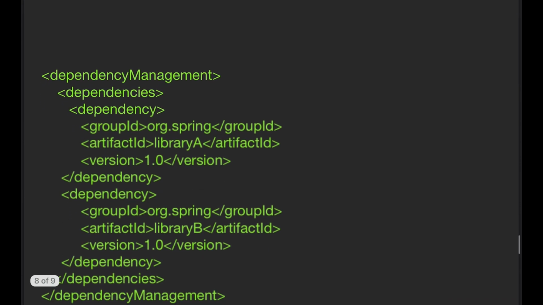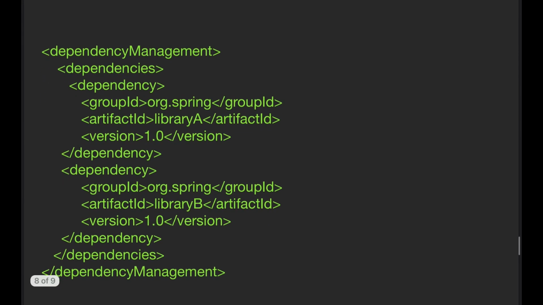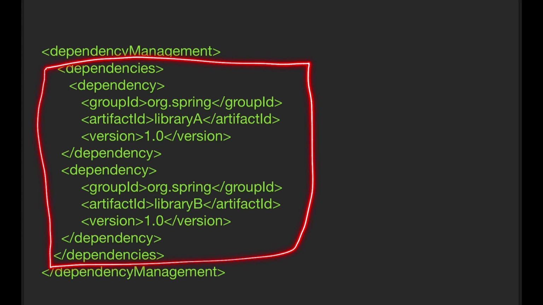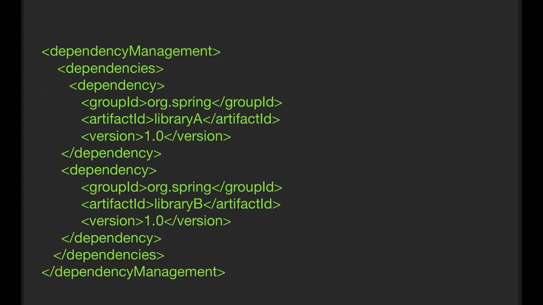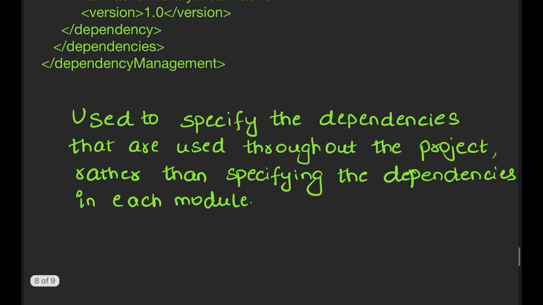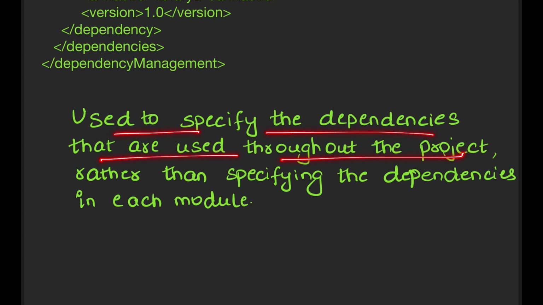This is a sample dependency management element in the pom.xml file of the parent Maven project. We define all the dependencies within the dependency management element, and all these dependencies will be available to the child projects. Therefore, dependency management element is used to specify the dependencies that are used throughout the project, rather than specifying the dependencies in each module.